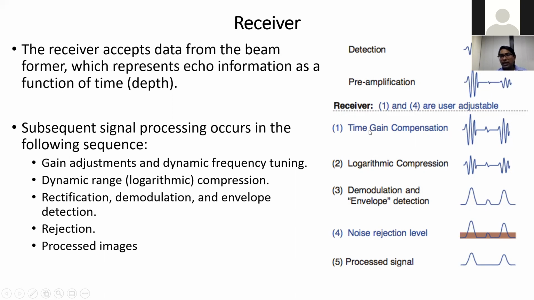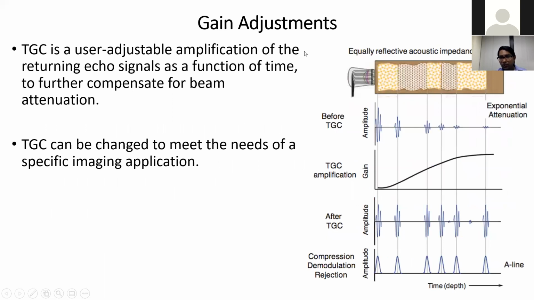One is the time gain compensation. The other is logarithmic compression, demodulation and envelope detection, noise rejection level, and process signal. And I'll go through all of these one by one. The first one that I want to talk about is the gain adjustment.